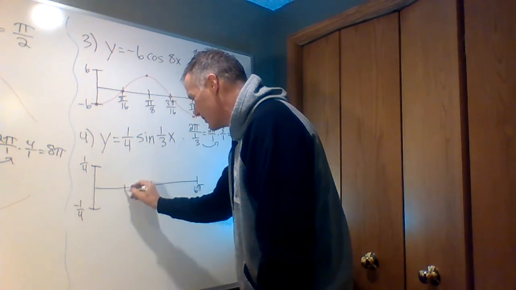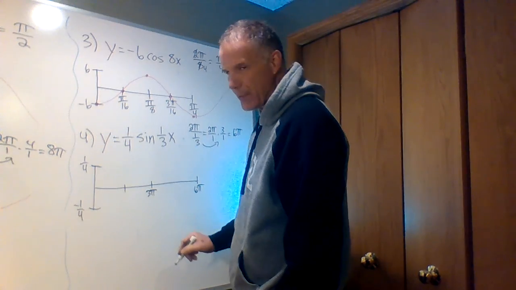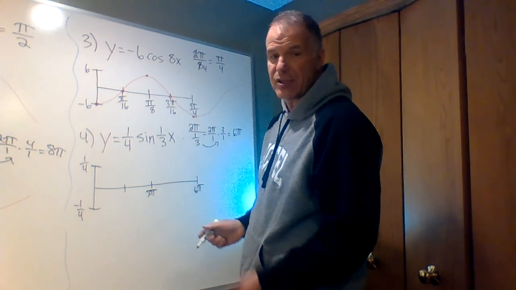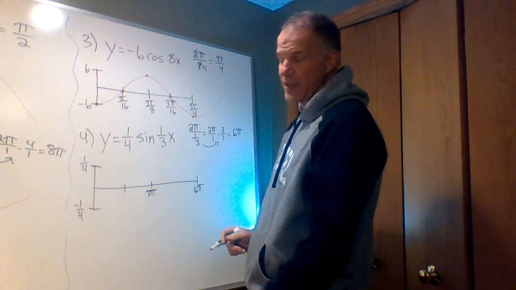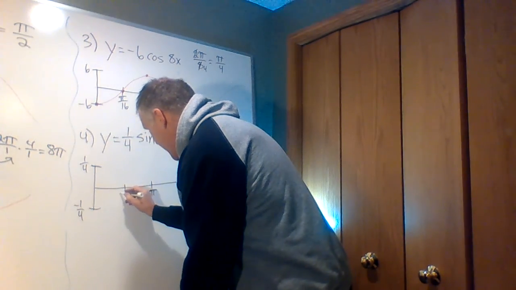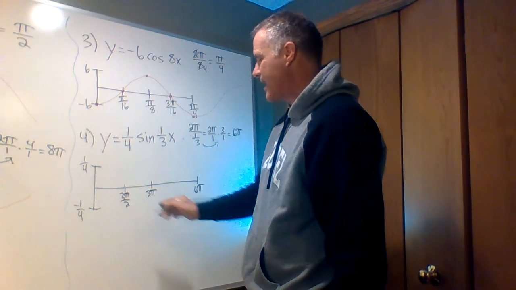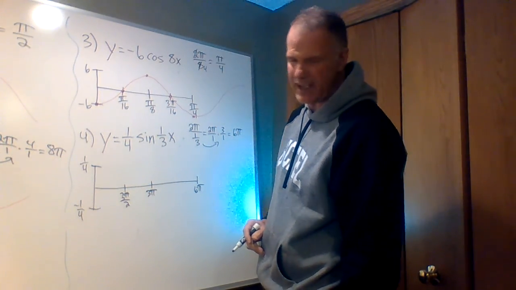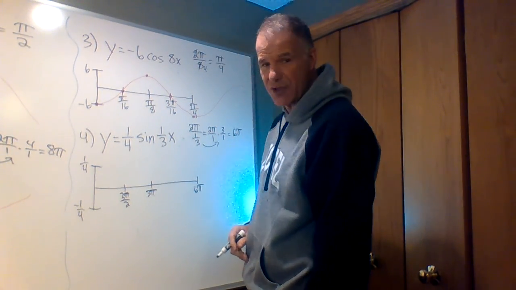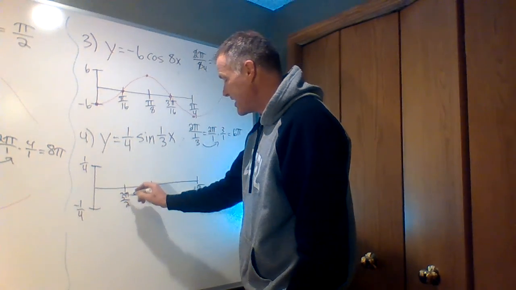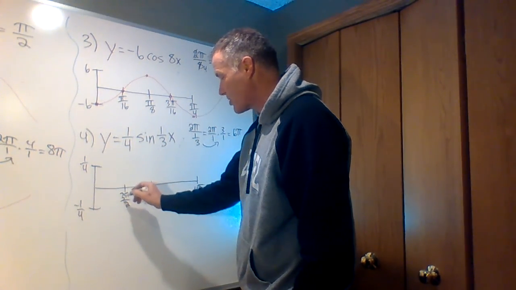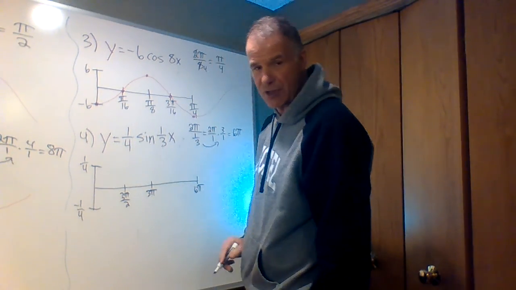Now, this gets a little weird. So halfway to 3, I'm really dividing 3 by 2. I can't divide 3 by 2 without getting a decimal. So I just make 3 over 2. I don't want to get like 1.5. You don't write your dashes with decimals. So 3 pi, which is my middle, halfway out to 3 pi would just be 3 pi divided by 2.